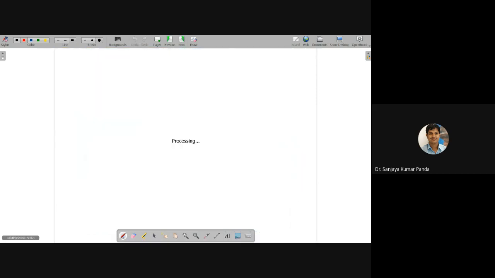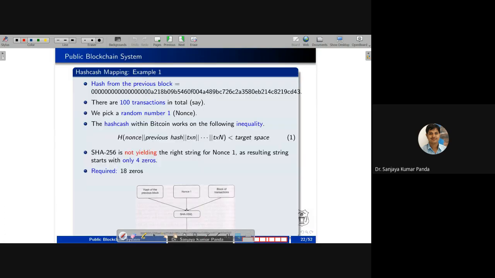So let us take a detailed example to understand this. Assume that the hash of the previous block is this particular number, where you can see there are a number of zeros at the beginning of this hash. If you count the number of zeros, it is 1, 2, 3, 4, 5, 6, 7, 8, 9, 10, 11, 12, 13, 14, 15, 16, 17, 18. So there are 18 zeros.